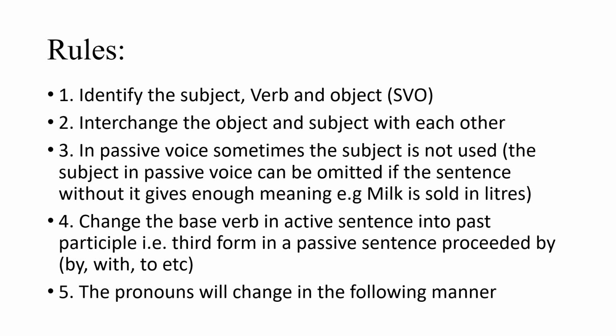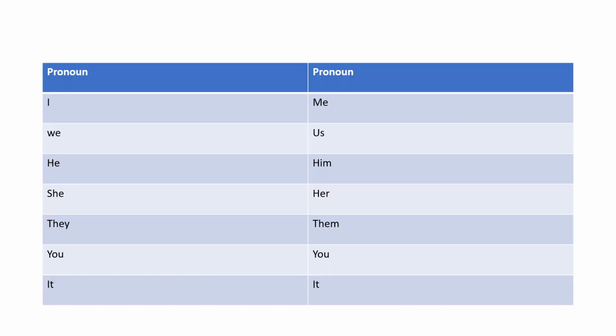According to the fourth rule, change the base verb in the active sentence into the past participle, that is the third form, in a passive sentence, and sometimes it can be preceded by the addition of with, by, or to, etc. The pronouns will change in the following manner while changing active sentences into passive voice. I can be changed into me, we into us, he into him, she into her, they into them, and you and it will remain the same.